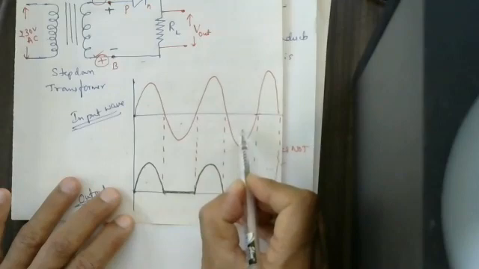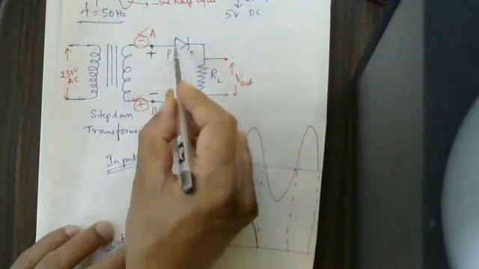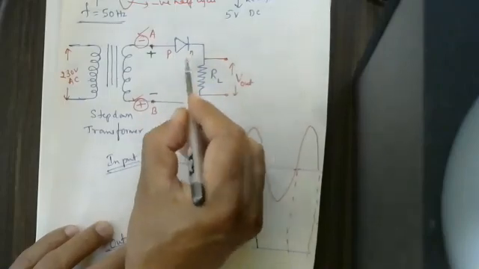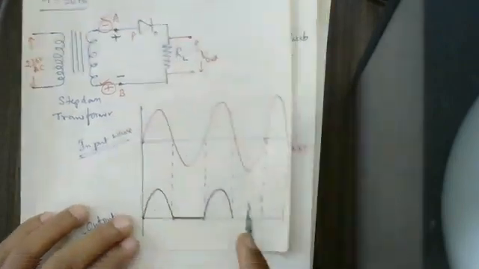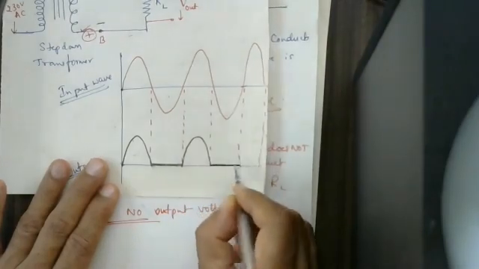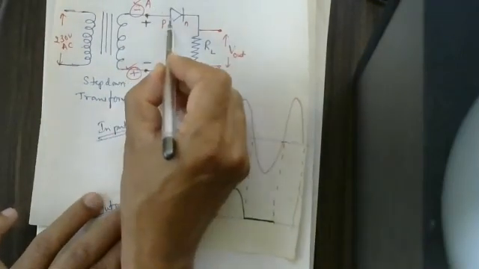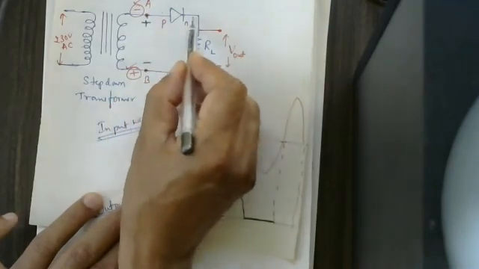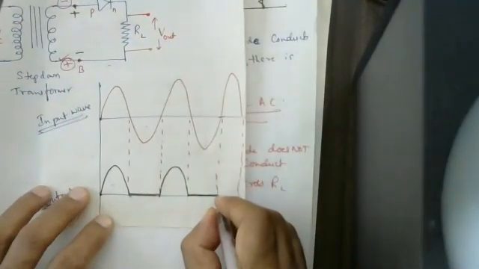During the negative half cycle of AC, A is negative, B is positive, P is connected to negative, N is connected to positive. Therefore, the PN junction diode is reverse biased. As the diode is reverse biased, current is 0. As current is 0, voltage is also 0. No voltage. Again, during the positive half cycle of AC, A is positive, P is connected to positive, N is connected to negative. This is forward bias. Current is flowing. Current through the resistance gives a voltage. You are getting a voltage here.